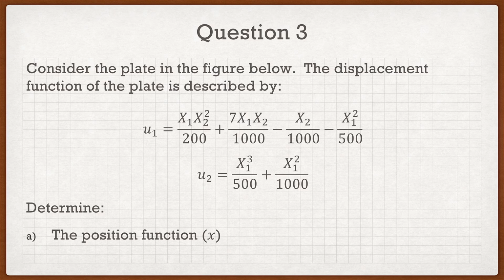It says the displacement function of the plate is described by U1 and U2. The nice thing is this is in 2 dimensions. We only have U1 and U2, we don't have a U3. The bad thing is that U1 and U2 look disgusting. We've got x1, x2 squared, stuff like that. It's a real mess. And the question says determine the position functions x1 and x2.